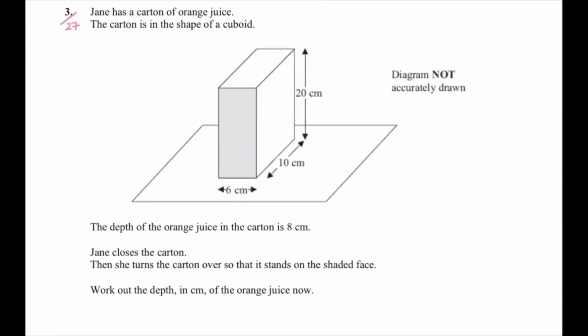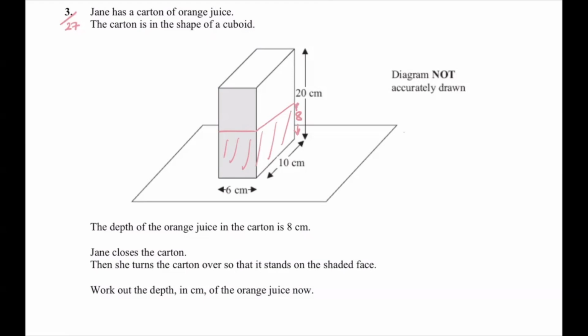Okay, another crossover. So we have got lots of information, actually. It's quite wordy. We've got a diagram. We're being told that the depth of the orange juice in the carton is 8 centimetres. So technically, whilst it's 20 centimetres tall, we're only looking at orange juice that's filled up to 8 centimetres. So this kind of capacity here. So we want to find the volume at this point.